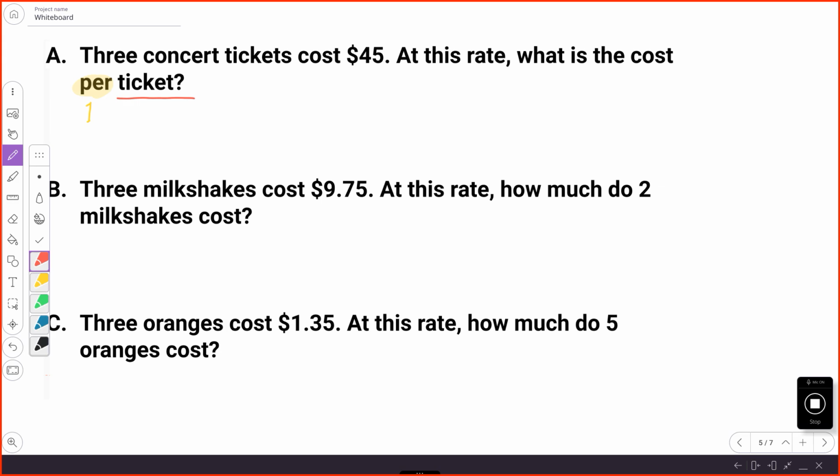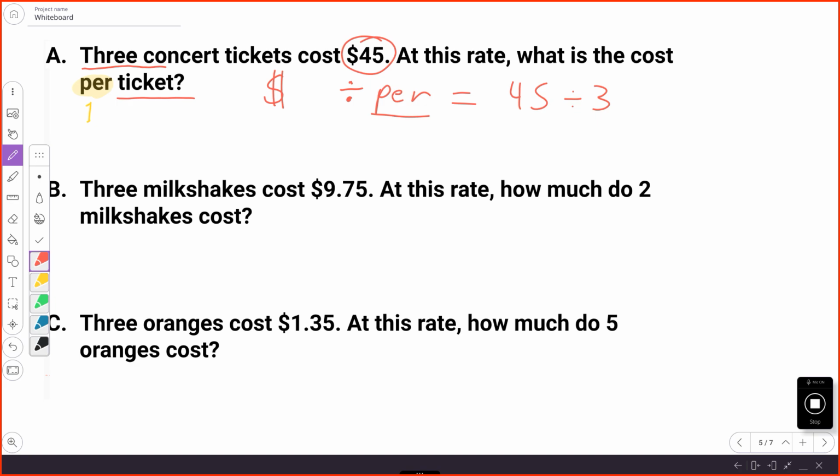That per is the ticket. Okay, so to find the per, you have to divide something by the per. We're looking for how much money per ticket. Now, how many tickets do we have? 3 tickets, and we've got $45. So our division problem is going to be $45 divided by 3 tickets, because 3 is the ticket and the ticket is the per.